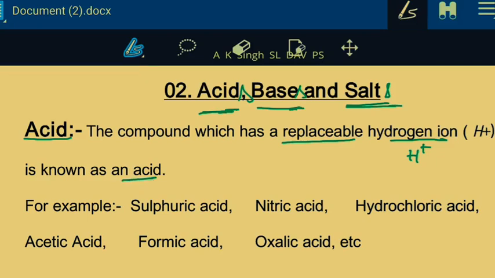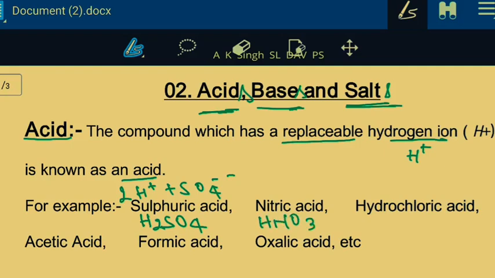How can you say that it has an H plus ion? See the formula. For example, sulfuric acid, its formula is H2SO4. It dissociates as 2H plus and SO4 2 minus, and hence it has a replaceable hydrogen ion. Nitric acid, its formula is HNO3. Hydrochloric acid also has a replaceable hydrogen ion, that is H plus.